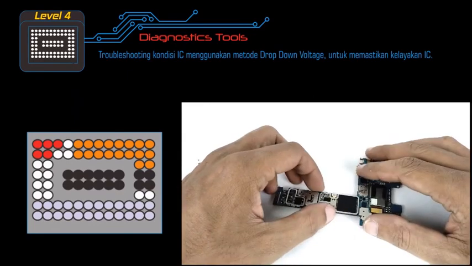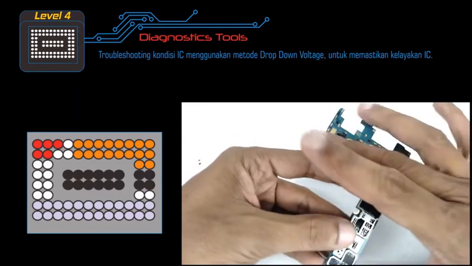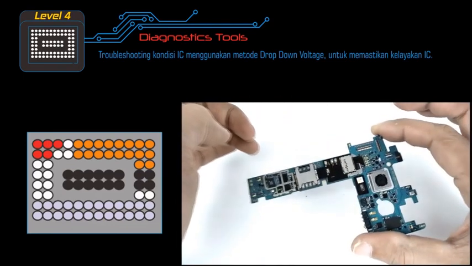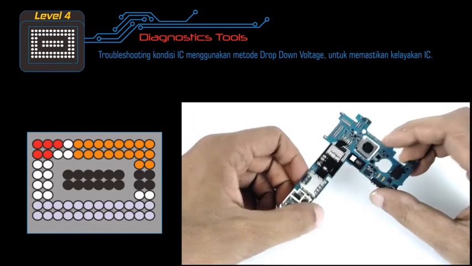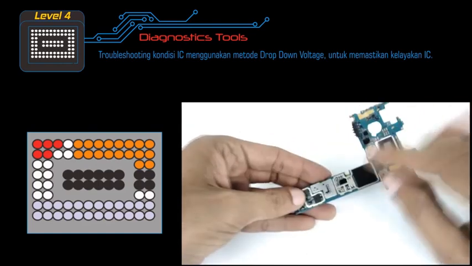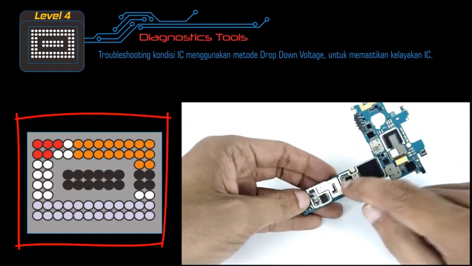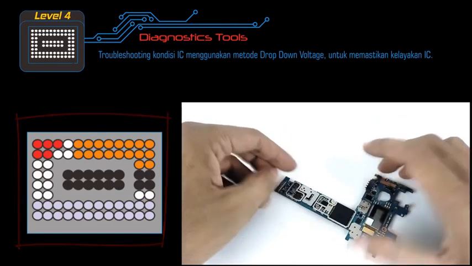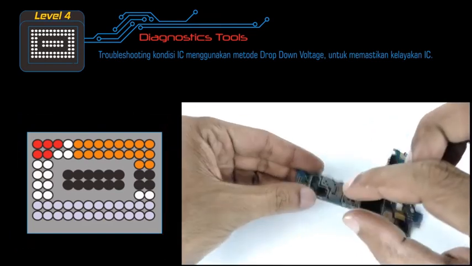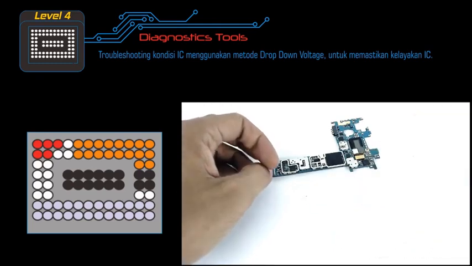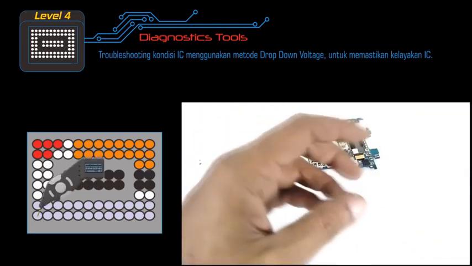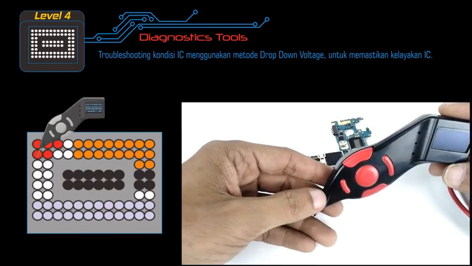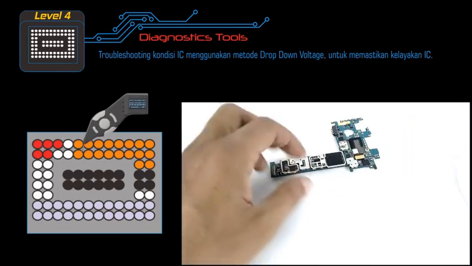Now I continue to explain the Level 4 analysis method. Level 4 is different from Level 1, 2 and 3, where in Level 1, 2, 3, analysis is done from the PCB or logic board. While in this Level 4 what we analyze is the condition of the IC pins. So at Level 4, this IC must be in a condition separated from the logic board. Then with this smart probe we do measurements directly to the IC pins.